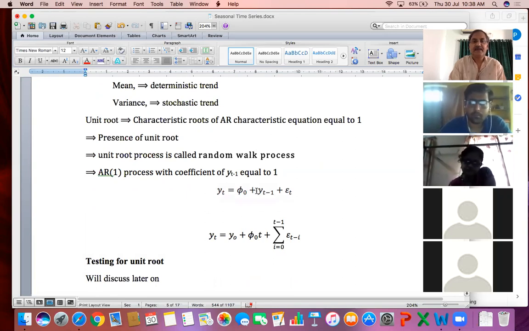So if the value of phi 1 is equal to 1, your model looks like this. If a time series yt behaves in this way, that is yt, the value of y in period t, is equal to some constant plus the value of y one period back plus the current period shock, then yt will follow what is called the random walk process. Random walk process is similar to the unit root process, because random walk appears when a series contains unit root.